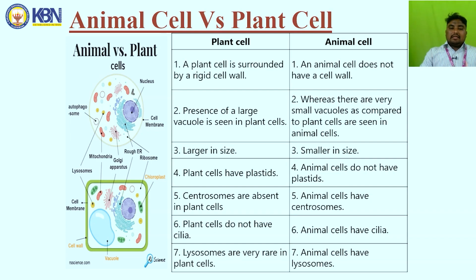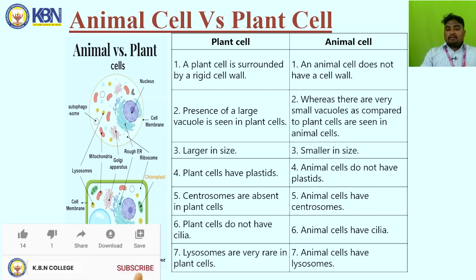A plant cell is surrounded by a rigid cell wall. An animal cell does not have a cell wall. A large vacuole is seen in plant cells, whereas very small vacuoles are seen in animal cells. Plant cells are larger in size, animal cells are smaller in size. Plant cells have plastids, animal cells do not have plastids. Centrosomes are absent in plant cells, animal cells have centrosomes. Plant cells do not have cilia, animal cells have cilia. Lysosomes are very rare in plant cells, the animal cells have lysosomes.